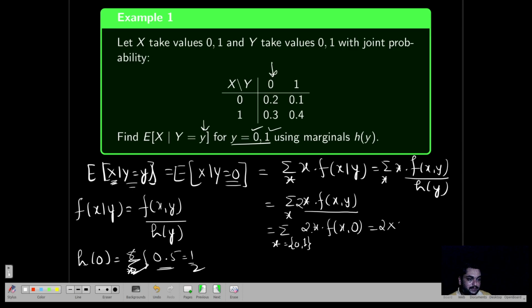2 into, when x is 0, 0 into f of 0 comma 0 plus 2 into, when x is 1, f of 1 comma 0. So this will be 0. This is 2 into f of 1 0 is 0.3. So this will be 0.6. Similarly, if y equal to 1, you find h of 1 and then substitute it and get the answer.